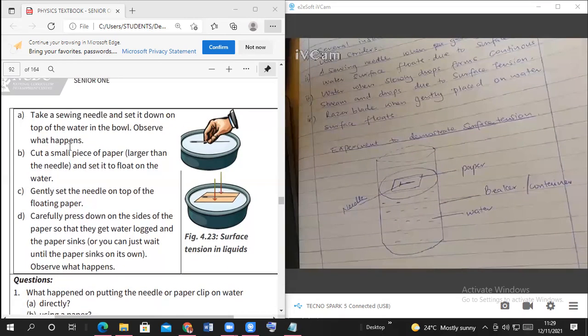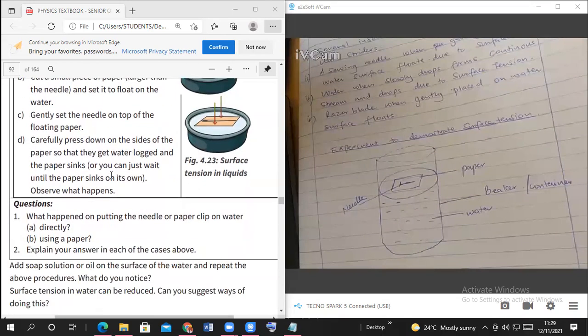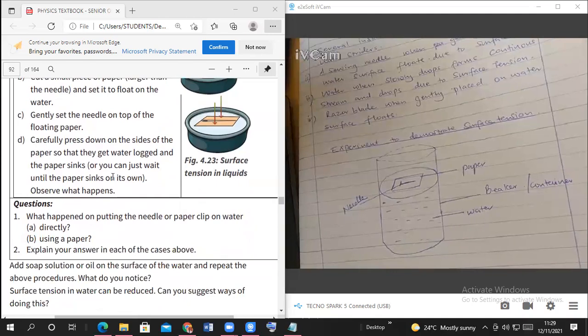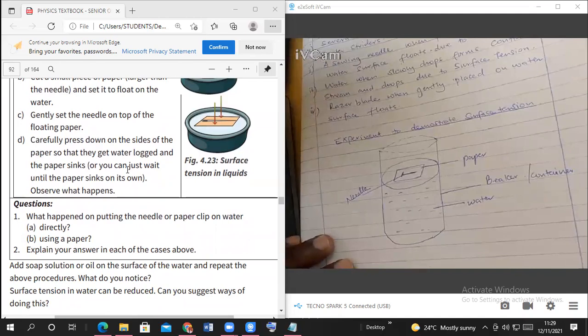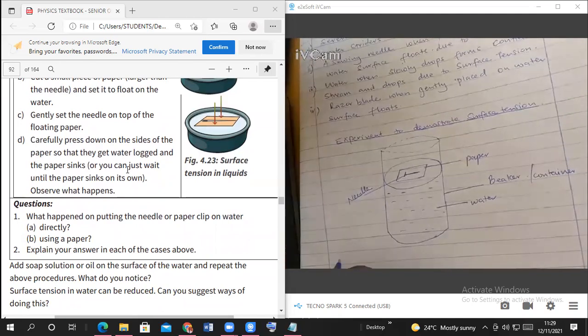So we are going to write what is in this experiment. That is the experiment that we shall use to demonstrate surface tension. So the first thing that you have to do is, what is your procedure?